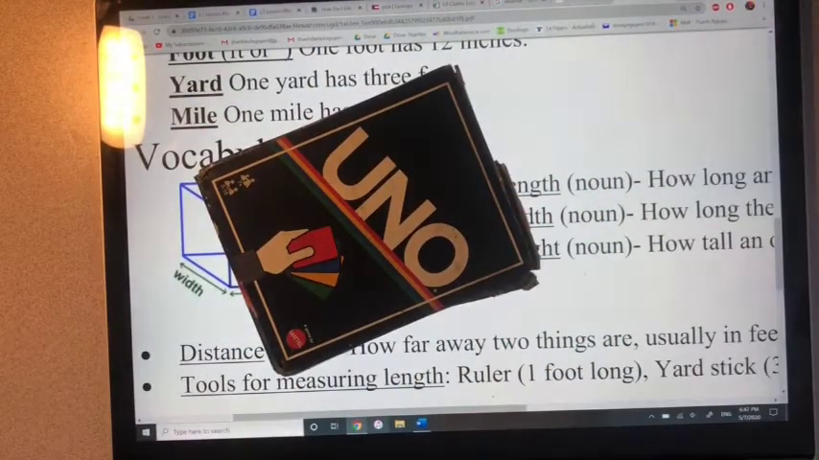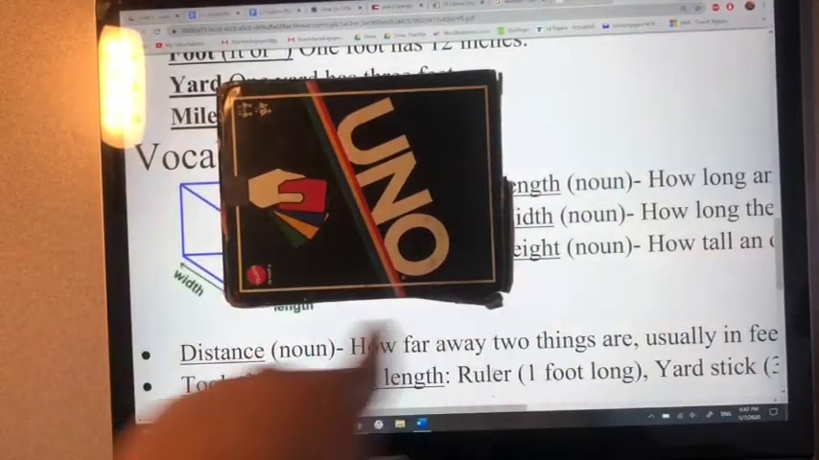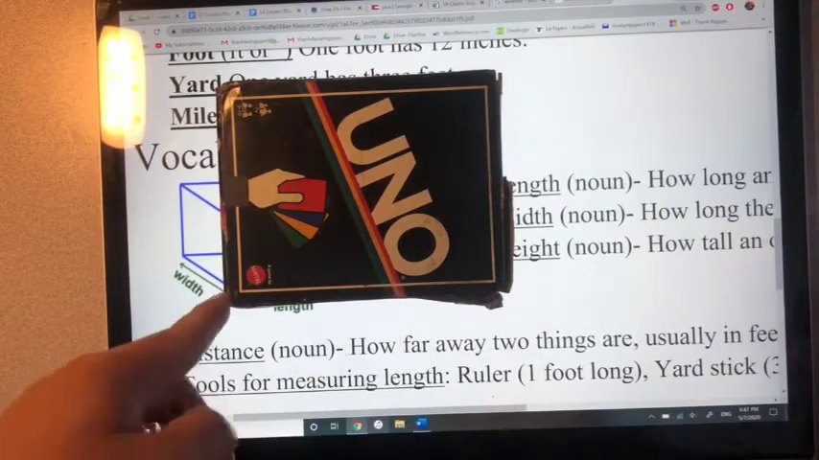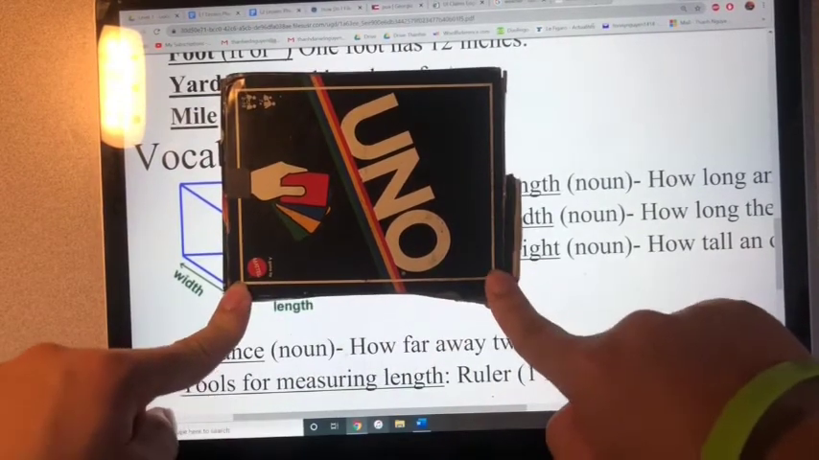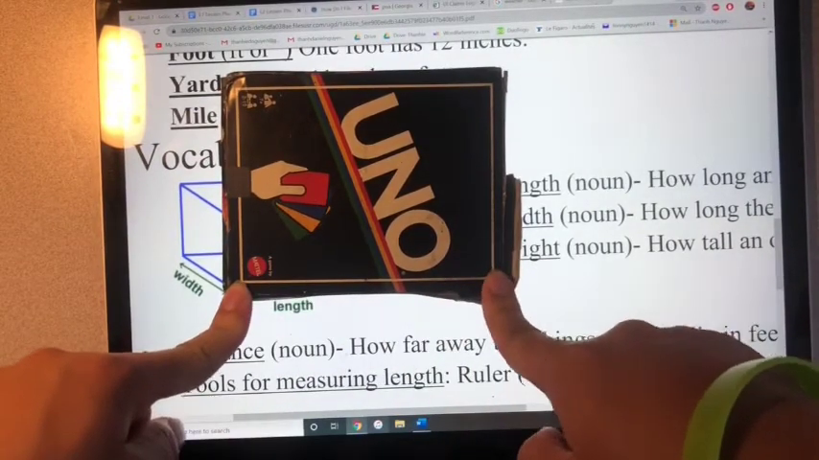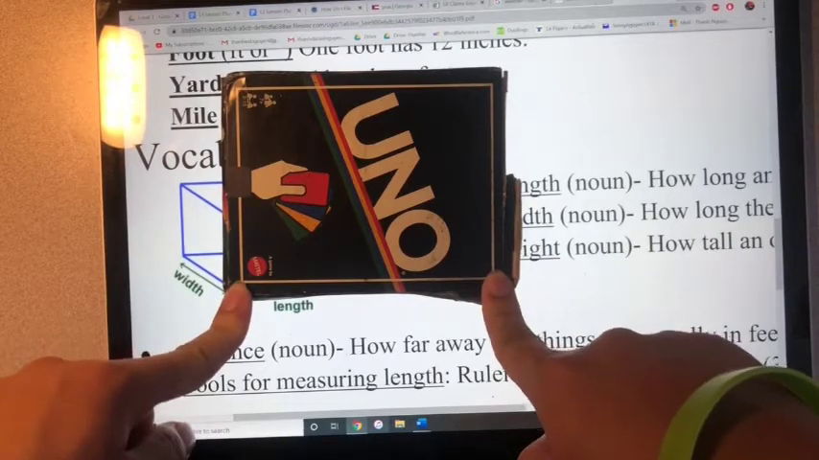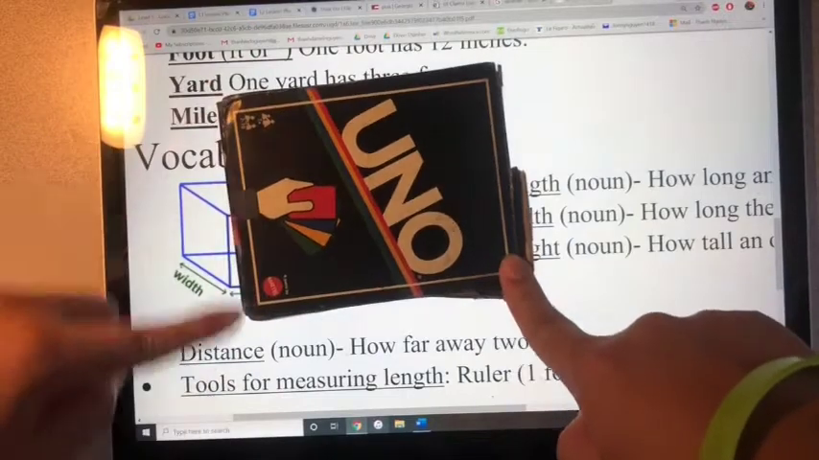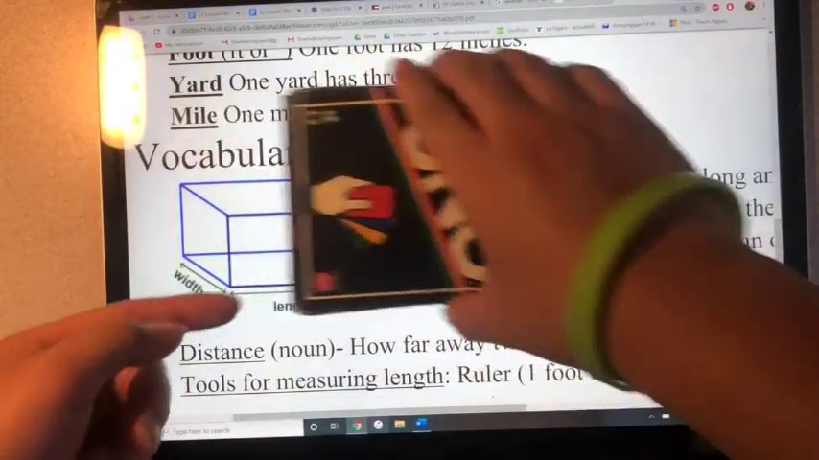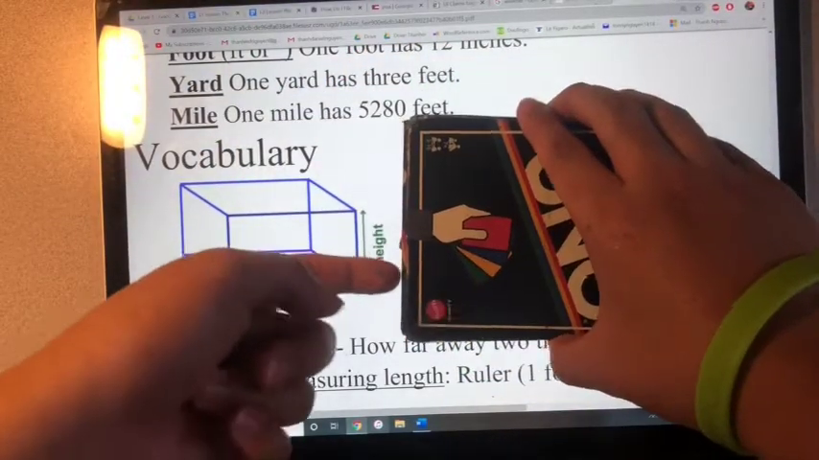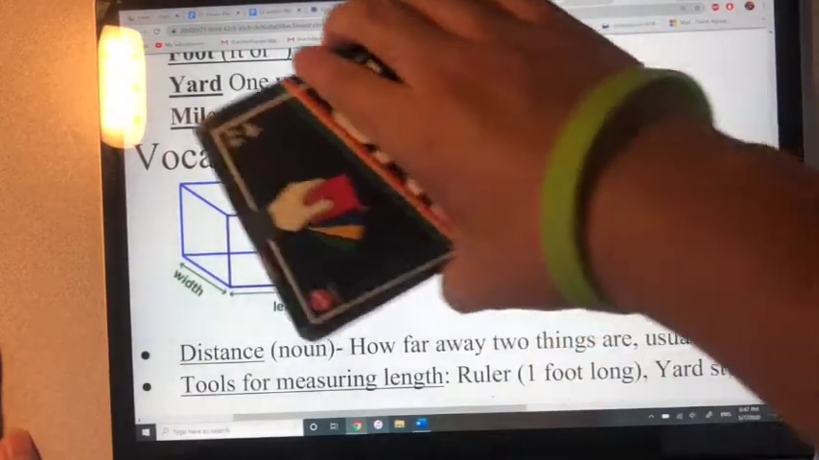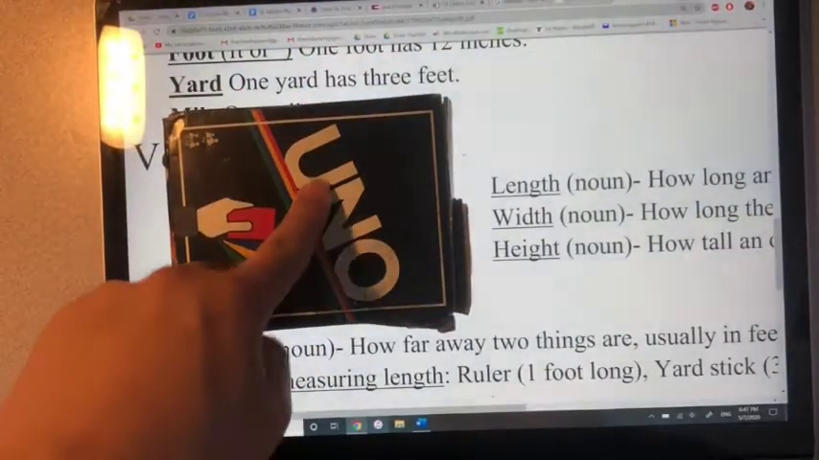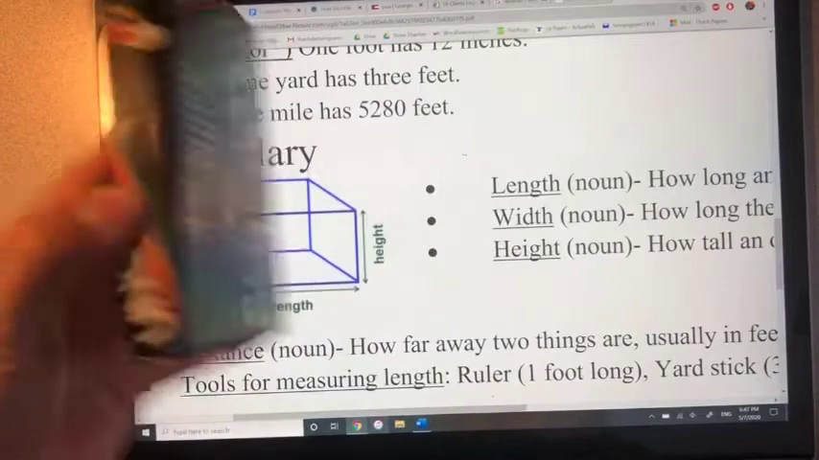So let's see. Let's call this the length. The length of this box is about 5 inches. It's about 4 or 5 inches. The width is 3 inches. And the height going up is 1 inch. Those are the dimensions of this box. It's a box of cards.